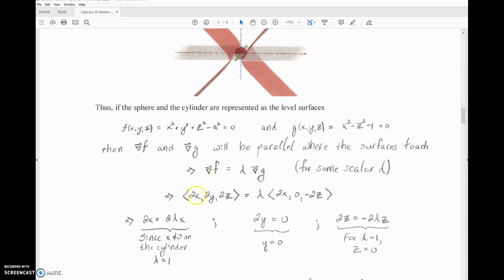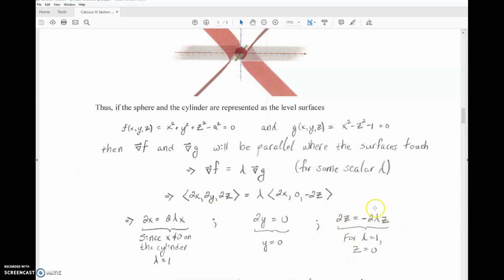So I take the gradient of f, I get 2x, 2y, 2z. That's equal to lambda times the gradient of g, which is 2x, 0, minus 2z. So that gives us three equations. 2x equals 2 lambda x. 2y equals lambda times 0, so 2y equals 0, which does tell us that y equals 0. And 2z equals minus 2 lambda z.